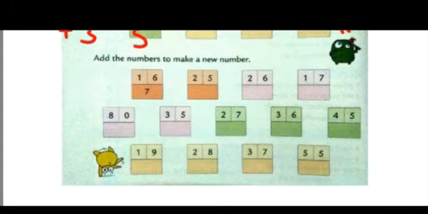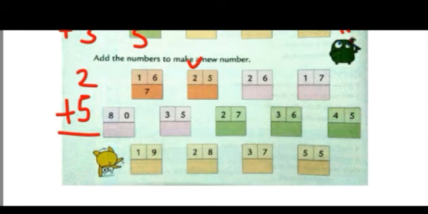In the second one, in the first box, how many numbers are there? It is written 2. And in the second box, 5. So tell me, 2 plus 5 is how much? Yes, 2 plus 5 you can count on your fingers, okay? 2 plus 5 is 7. So you can write 7 in the given space. Okay, moving on to the next one.